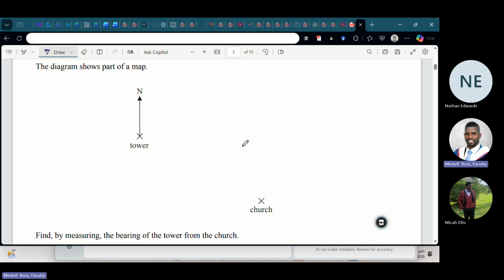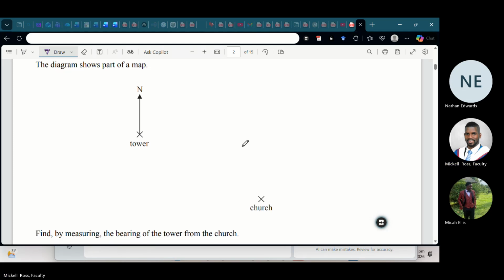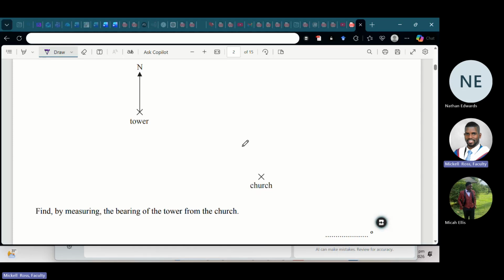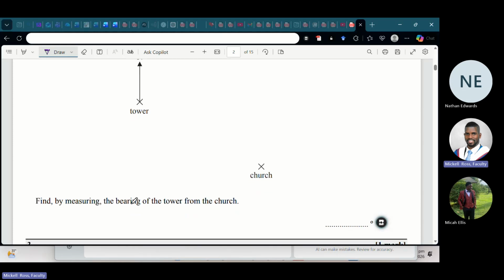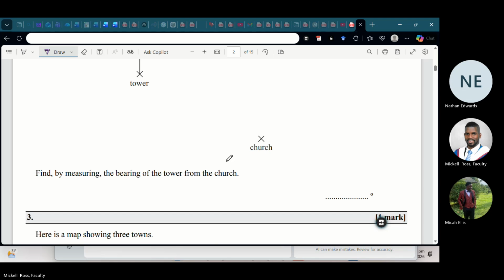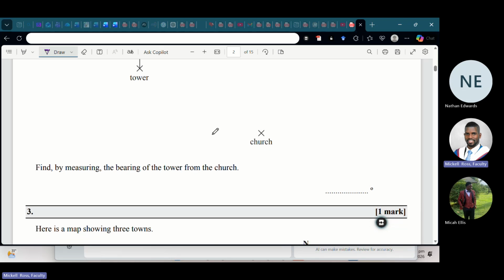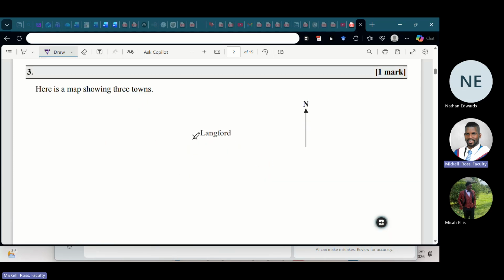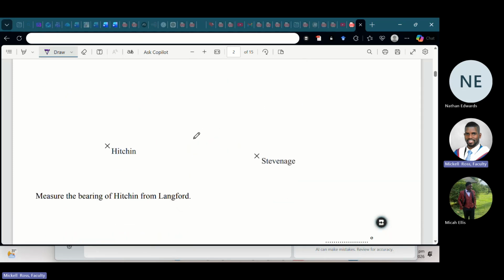All right, let's look at this one. It says the diagram shows part of a map. You have a tower and you have the church. Find by measurement the bearing of the tower from the church. All right, because we don't physically have the paper in hand, we're going to skip this one because it says by measurement. So what you would have to do is to use your pen and pencil to draw a straight line between them, and then use your protractor to measure the angle to get the bearing. But since we don't have that, we're not going to.